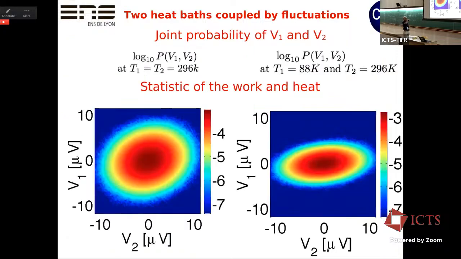So this is what is happening. Here we have the joint probability of V1 and V2. This is when you are in equilibrium. You see that, of course, there is some correlation between the two fluctuations because the systems are coupled. And now you see that when I put one of the conductors at nitrogen temperature, the other at room temperature, the fluctuation shrinks in the direction in which the system is cooled down, okay?